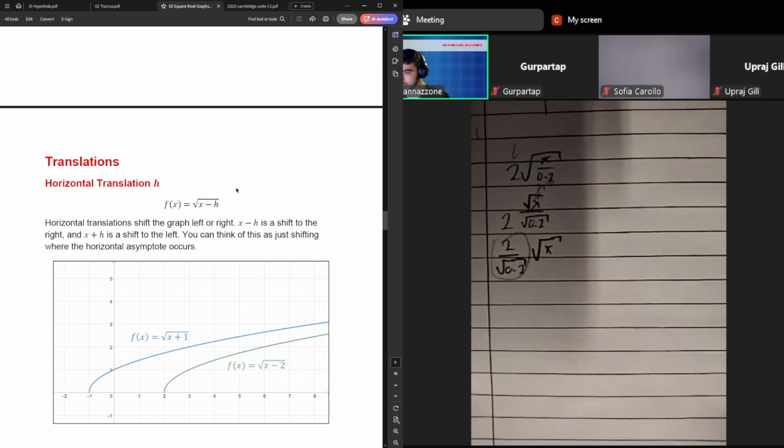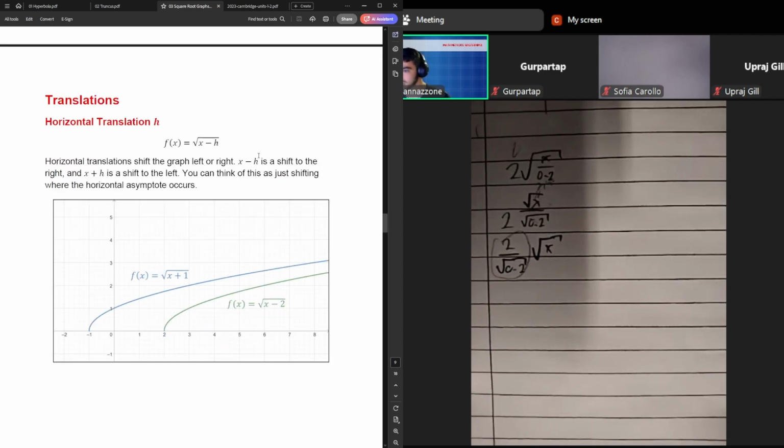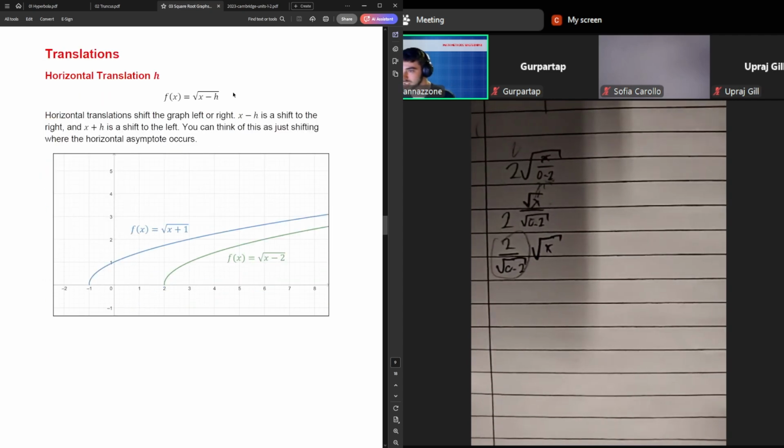Okay, back to screen share. So translations, again, work as they always have. When you have x minus a number, you shift right. When you have x plus a number, you shift left. In the context of the square root, what you're essentially doing is setting the x position of your vertex. The vertex being this sort of start point here.